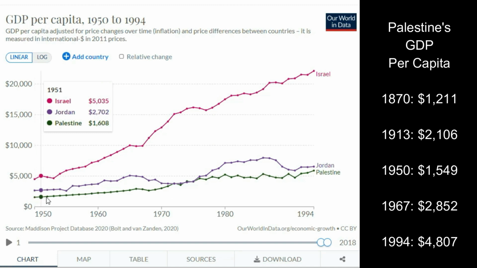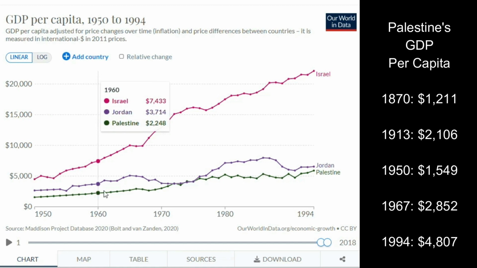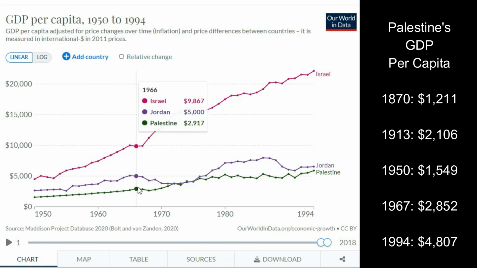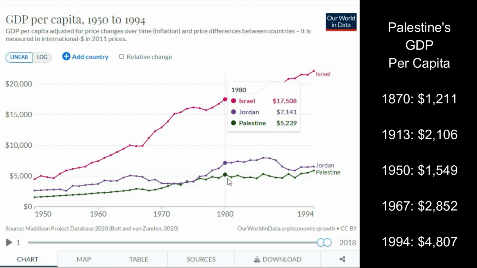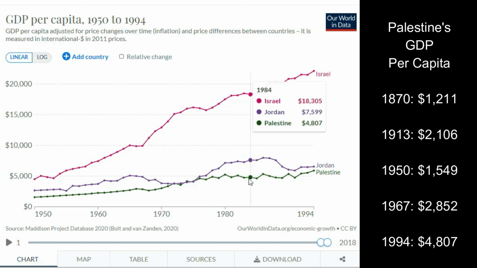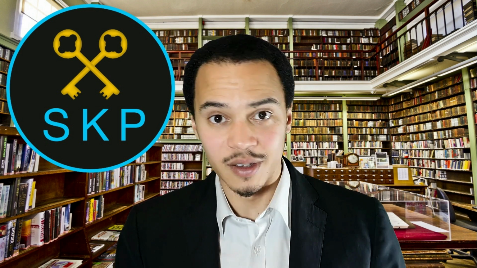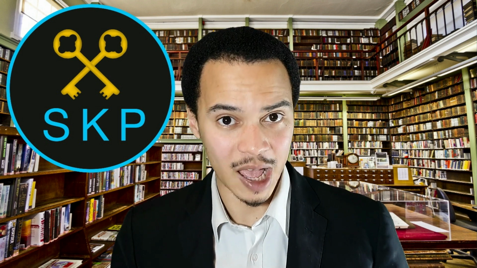$1,549. By 1967, which was the beginning of the year of Israeli occupation, it had risen to $2,852. And by 1984, which was again just 17 years afterwards, it had risen to $4,807. So as you can see, it's absolute record growth under Israeli control of the West Bank and Gaza. And yet still, many of the Palestinians were obviously not happy with this.